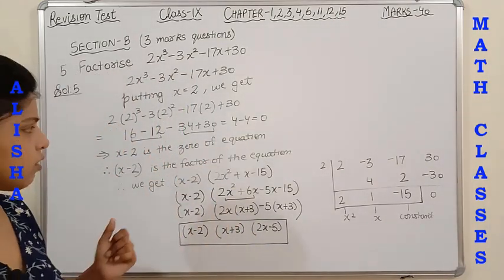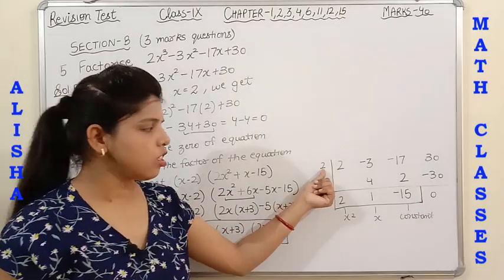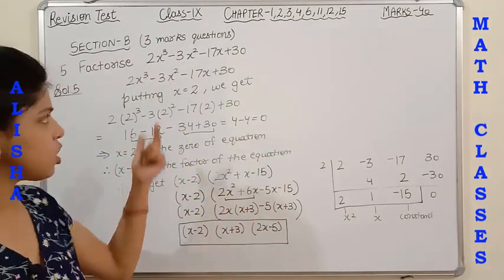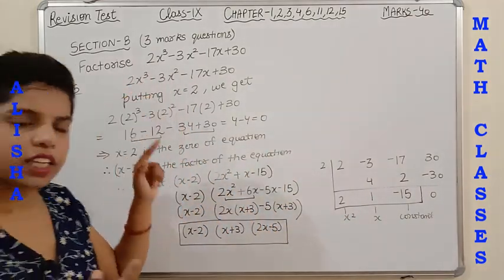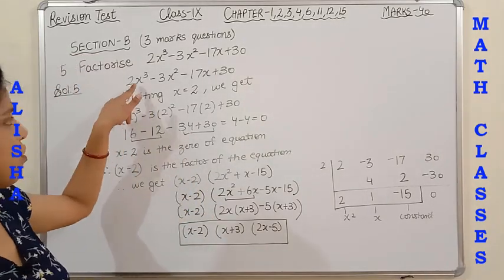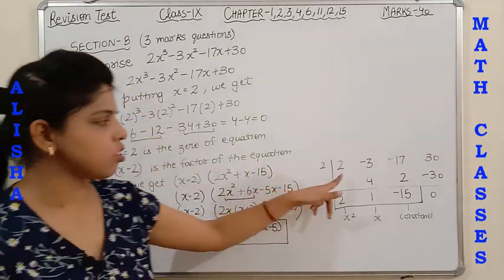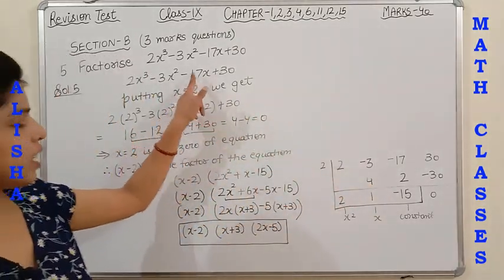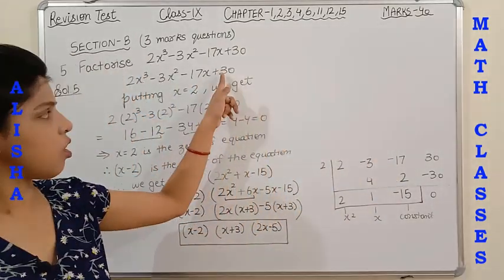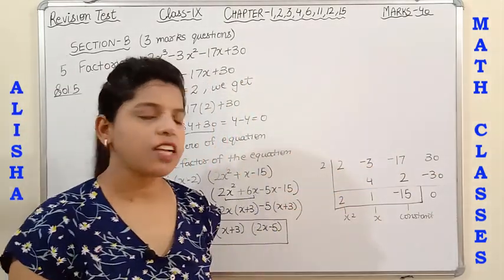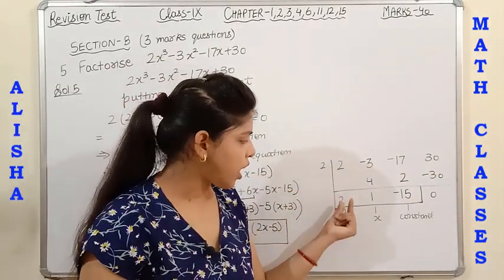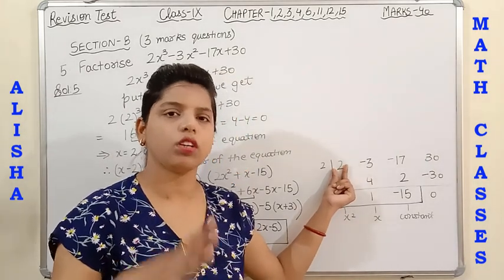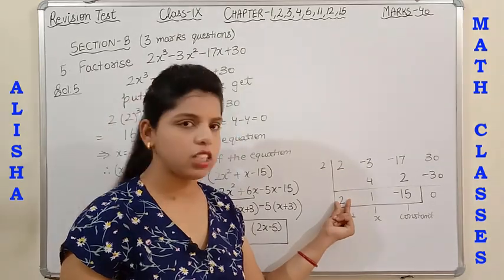Now following the shortcut trick, x is equal to 2. So I have written here 2, and here I have to write down all the coefficients of this cubic equation in order. That means first the coefficient of x cube, that is 2. The coefficient of x square, that is minus 3. The coefficient of x, that is minus 17. And last, the constant term, that is 30. Now my shortcut trick is that you have to write down the same digit 2 here.